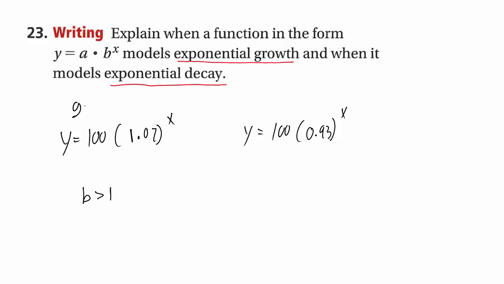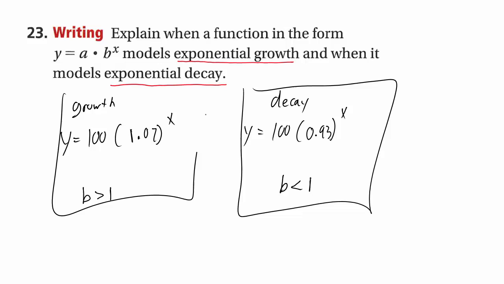This is growth, when your growth factor is bigger than 1. When your growth factor is less than 1, it's not negative, it's less than 1, that's exponential decay. And you can refer to numbers 18 and 19 for clear examples. Actually, not 18 and 19, but 19 and 20. 19 was growth, growing in an investment, and 20 was decaying, depreciation of value of a car.